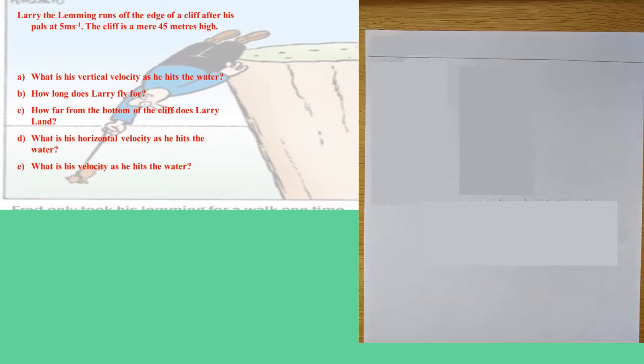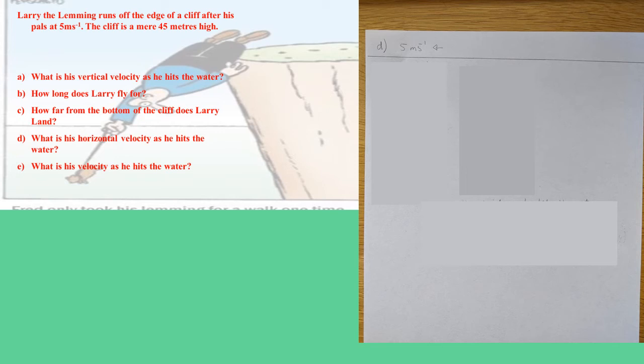Question D, his horizontal velocity as he hits the water. Well, horizontal velocity is constant. So he started off at 5 meters per second, so his horizontal velocity just as he hits the water would also be 5 meters per second in the same direction that he was running to start with.